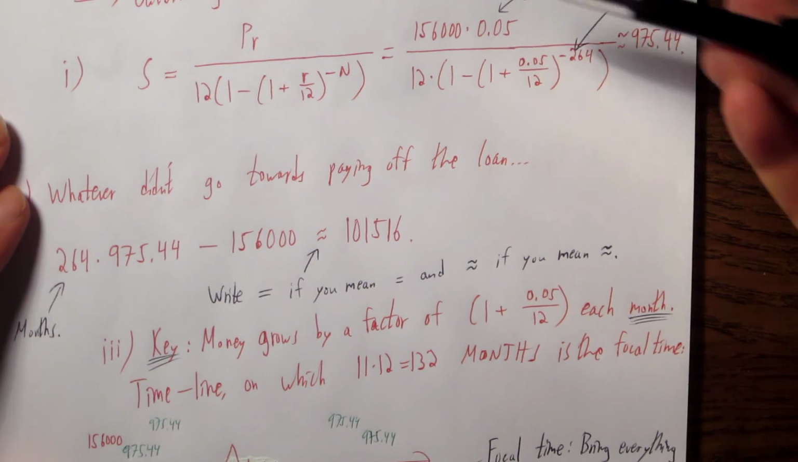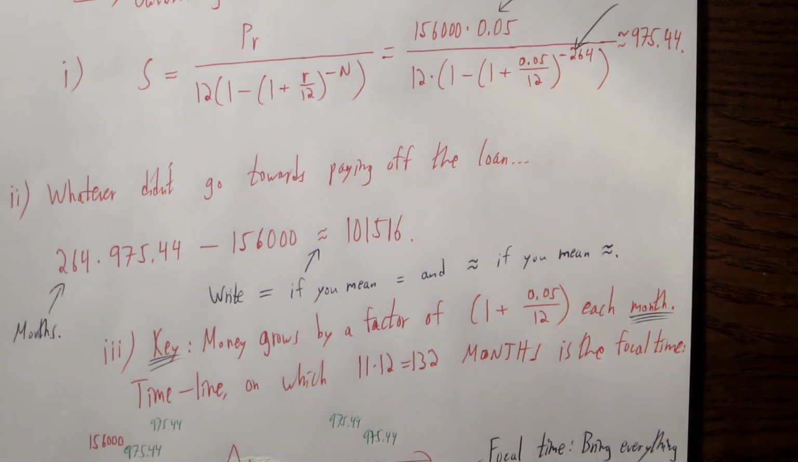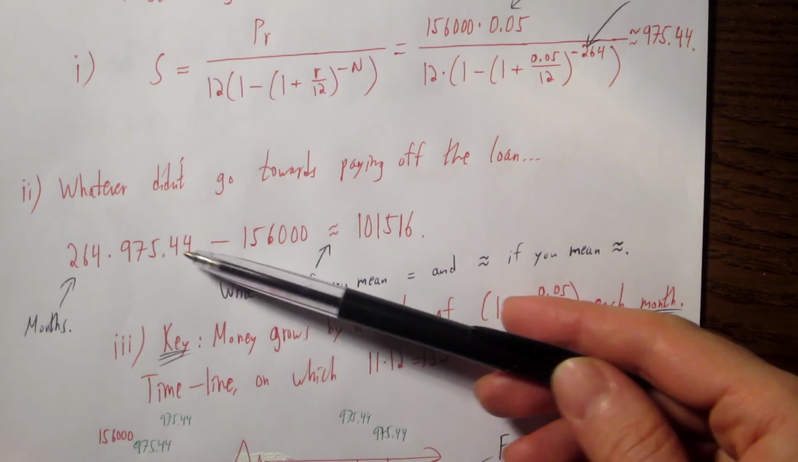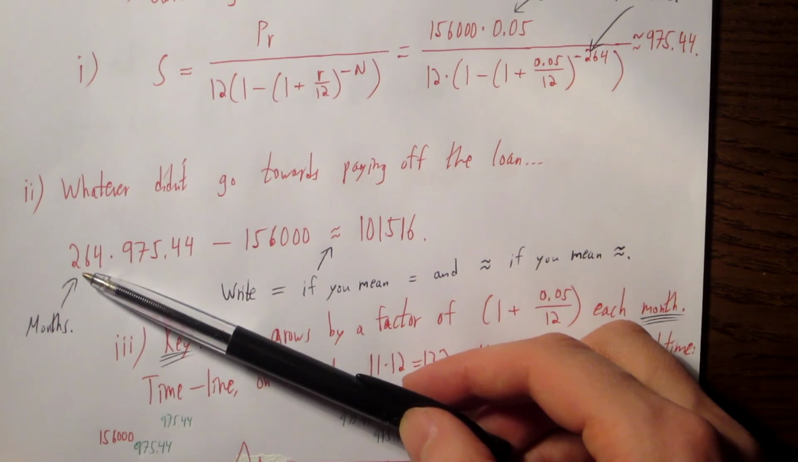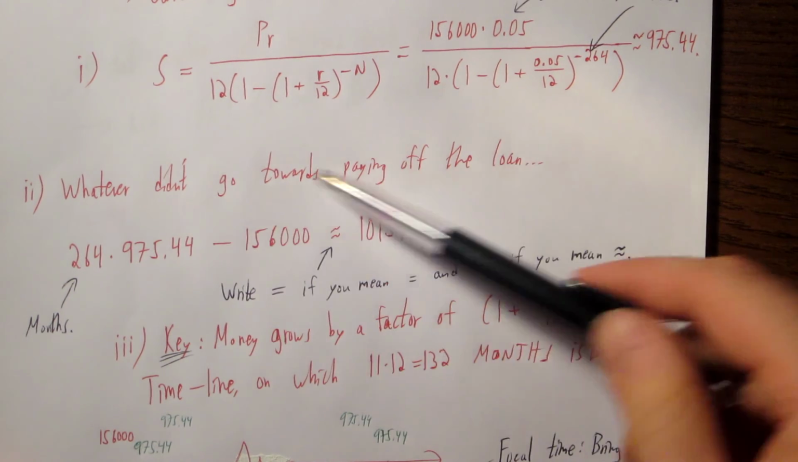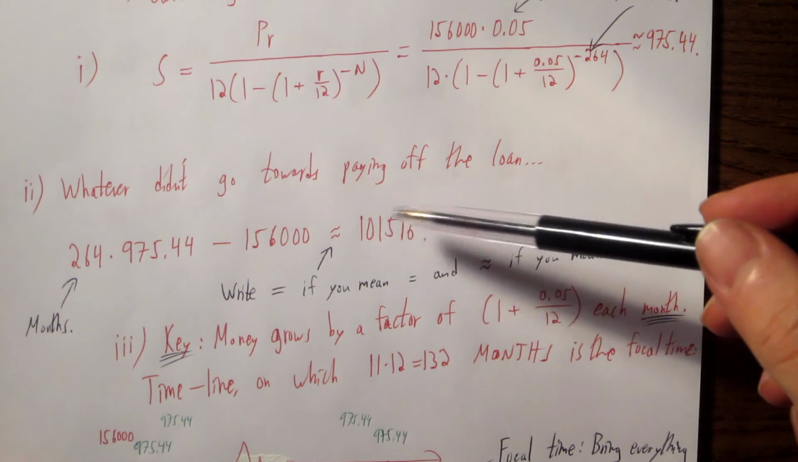So that's part 1. Total interest. Well, whatever doesn't go towards paying off the loan must have gone to interest. So you take the total money you paid in, again, months, minus the loan, you get the interest in total.